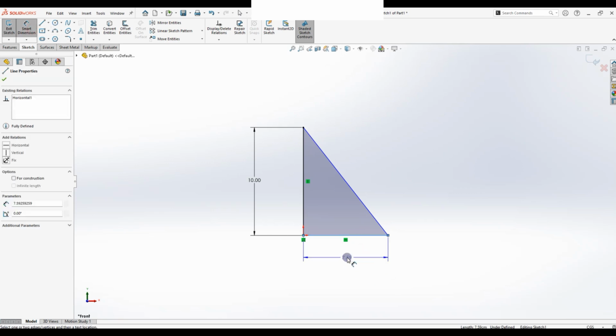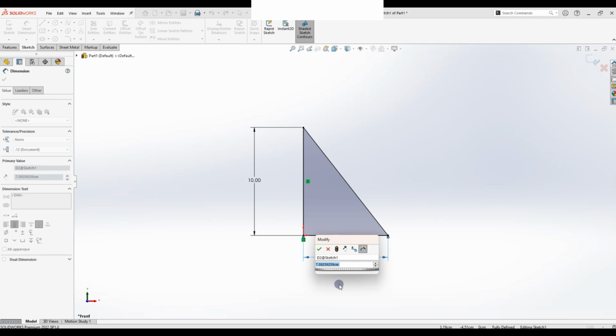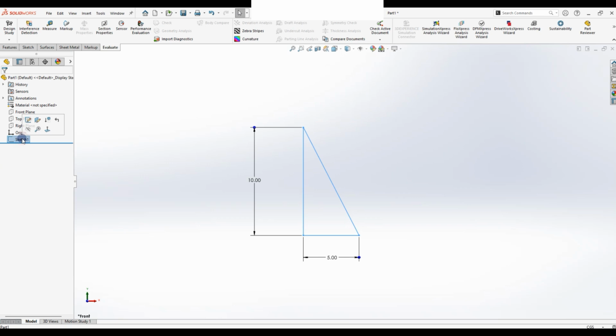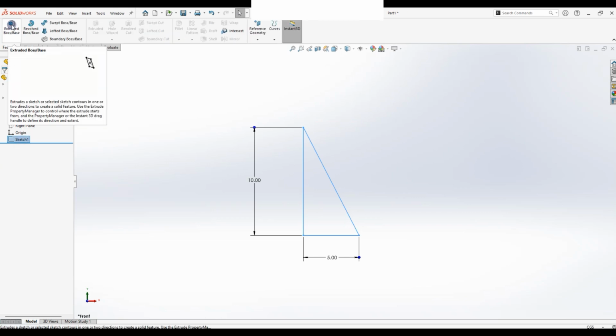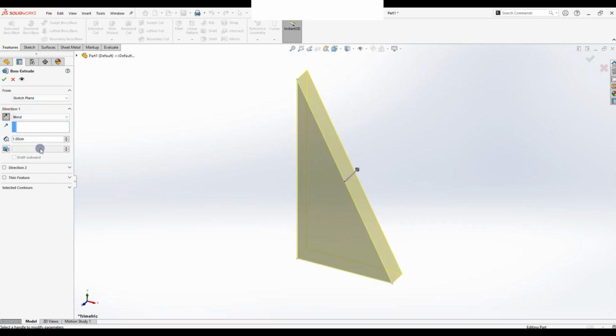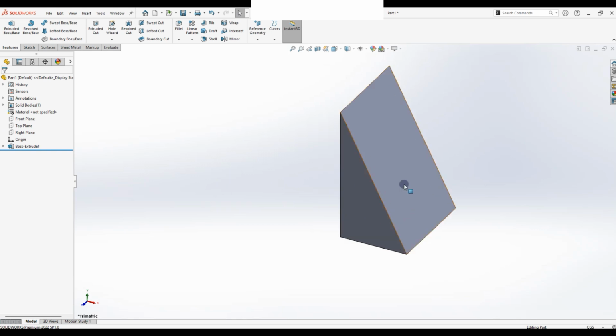So base length is 5 mm. Sorry, 5 centimeter. Okay. Exiting sketch. Selecting the sketch, I'm going to Features and selecting the extrude boss and providing length as 7 centimeter. So the given dimensions are height is 10, base is 5 and length is 7 centimeter.